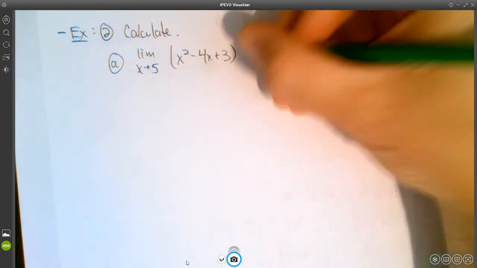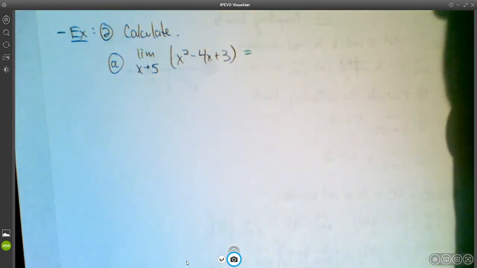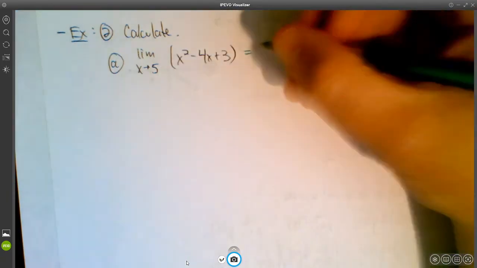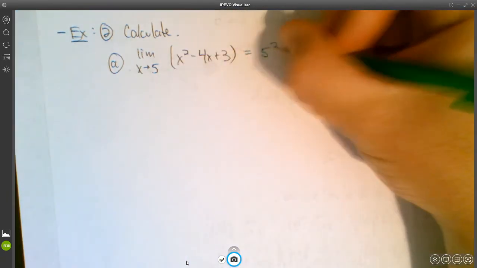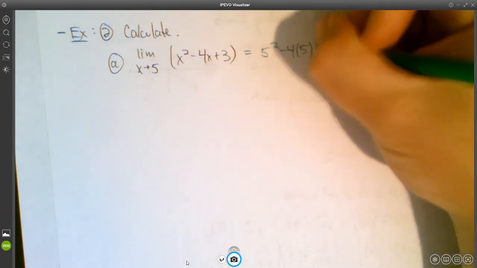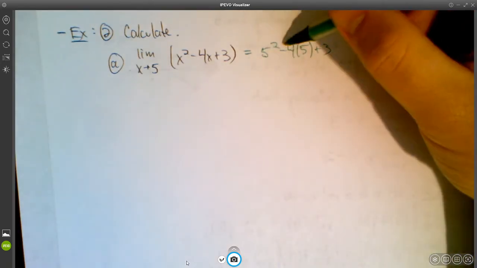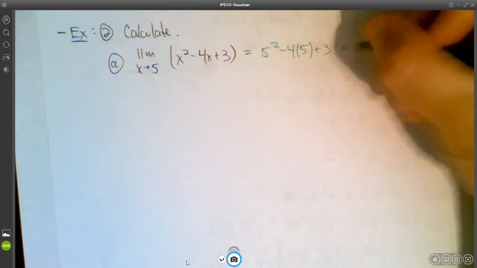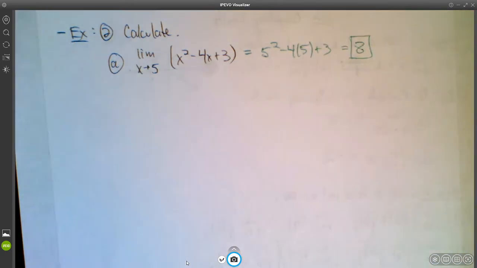Okay, here's my solution. This is a polynomial, so I can find this limit by just plugging in 5, right? I can just say this is 5 squared minus 4 times 5 plus 3. That's 25 minus 20, which is 5, plus 3, which is 8. So you get 8.